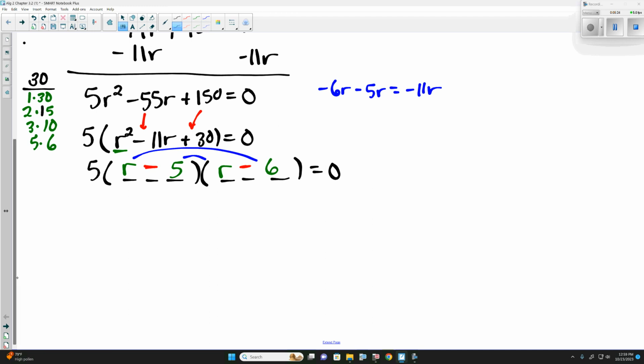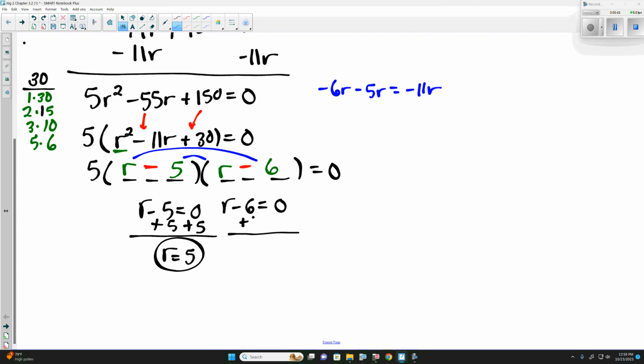Now, because we do have two things multiplied together equals 0, this is telling us that either r minus 5 is 0 or r minus 6 is 0. In the first case, we would add 5 to both sides, telling us r is 5. And in the other case, we would add 6 to both sides, telling us r is 6. And that's it.